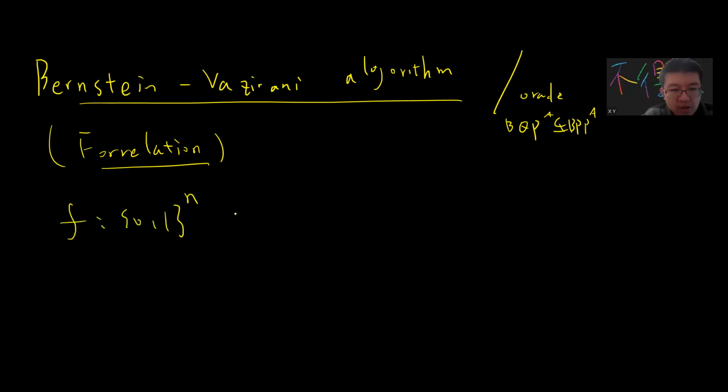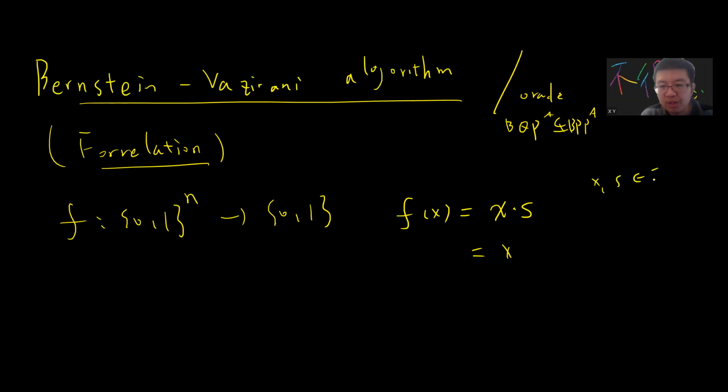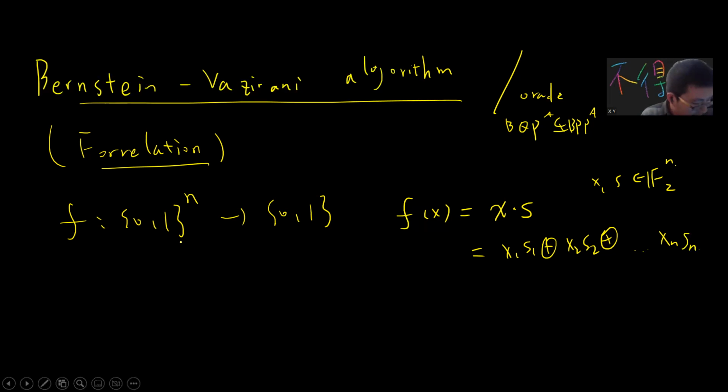The problem setup is the following. You have a hidden Boolean function f, and you already know that f(x) is x dot s, the dot product over F2. Both x and s are in F2 to the n, so s is s1, s2, up to sn. This is just the XOR sum, basically a sum in F2. Your goal is to find s.